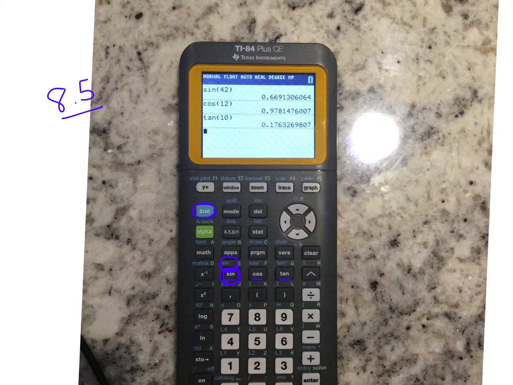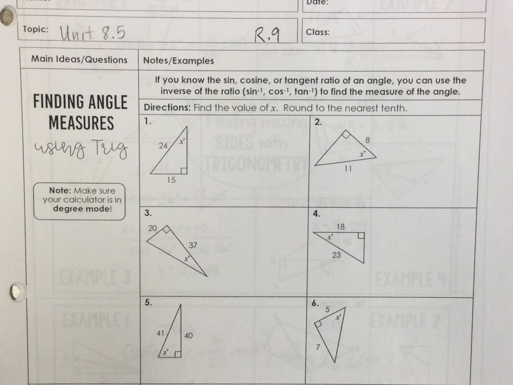So get out your 8.5 packet. All right, in your 8.5 packet, I'm going to start by writing SOHCAHTOA: sine, opposite over hypotenuse; cosine, adjacent over hypotenuse; tangent, opposite over adjacent, at the top, just to help us remember. Now, we're going to do the same thing we did yesterday. This is the angle I'm dealing with. The 15 is across from it, so that's the opposite. And the 24 is across from the right angle, so that's my hypotenuse.